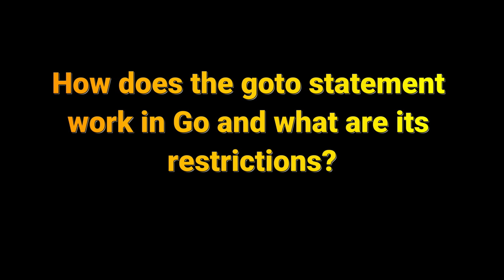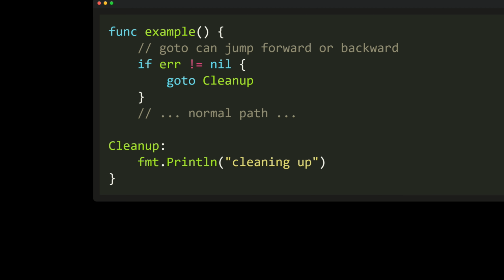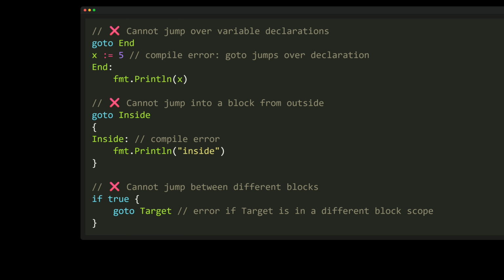Question: how does the goto statement work in Go, and what are its restrictions? Go supports goto, but with strict rules. You can use goto to jump forward or backward in your code. It is sometimes used for cleanup when errors happen. However, goto has important restrictions. You cannot jump over variable declarations, because that would skip creating the variable. You cannot jump into a block, like an if statement or loop, from outside that block. You also cannot jump between different code blocks. These restrictions help keep the code structure clear and avoid confusing bugs.